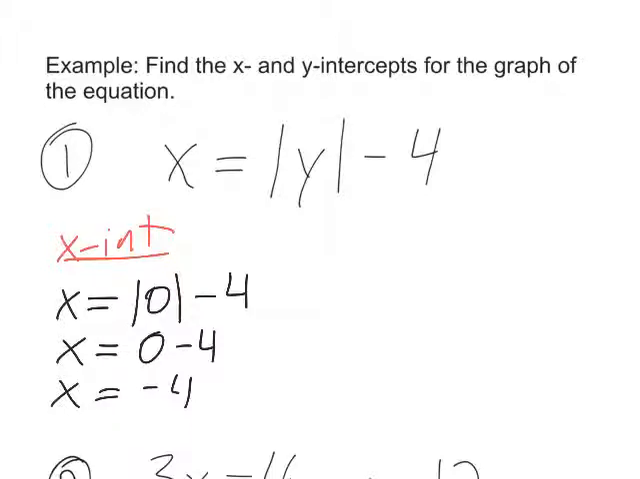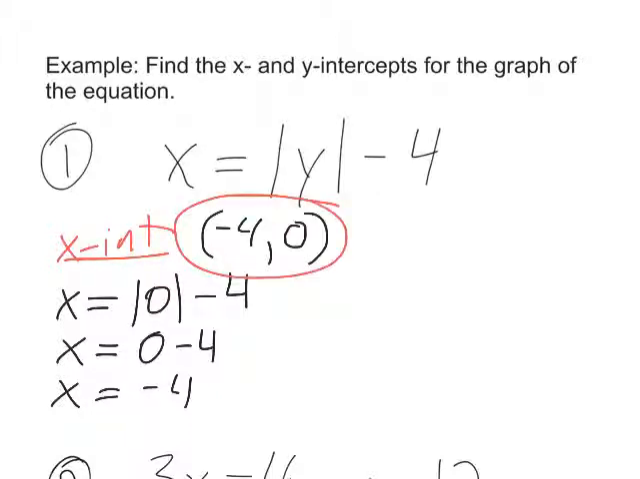We need to write that as an ordered pair. So the x-coordinate of that ordered pair is the number that you just found. And then the y-coordinate is the value you plugged in for y to start that process. That was 0. Anytime you have a point that's an x-intercept, that point is on the x-axis, and all points on the x-axis have a y-coordinate of 0. So that's our x-intercept.